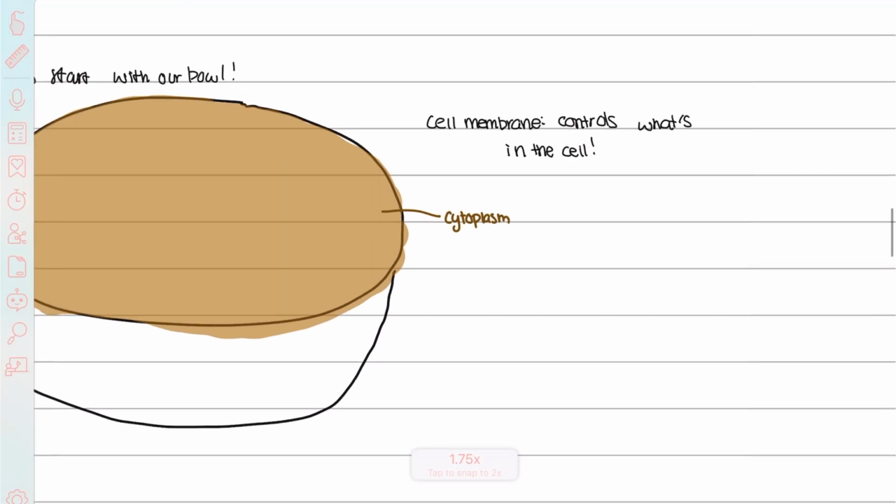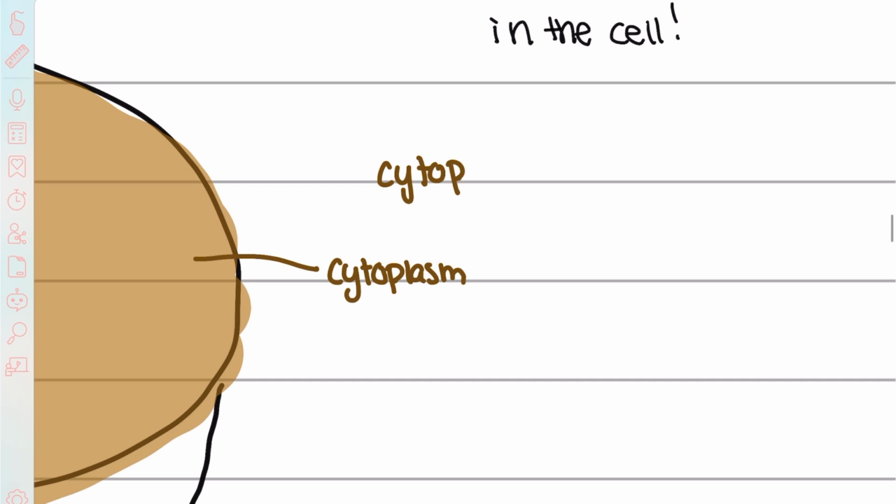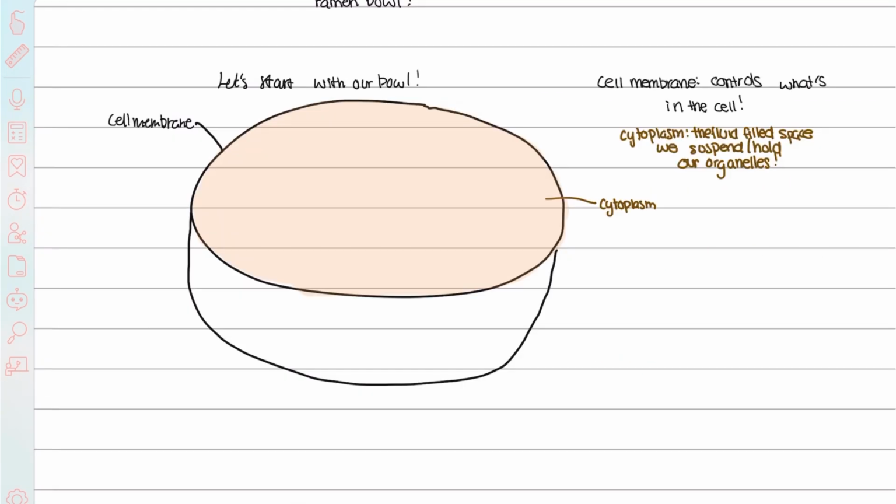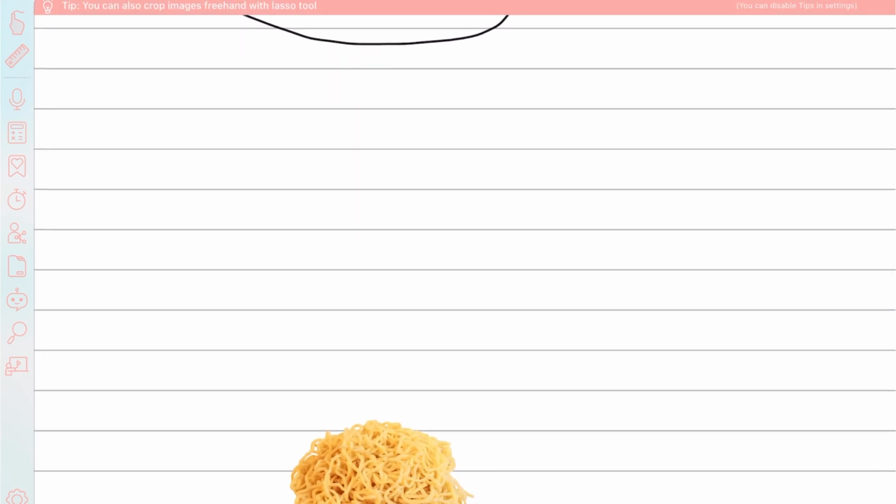Next, we have the cytoplasm. Think of the cytoplasm as cell soup, ramen broth. The cytoplasm is the fluid-filled space in which we suspend and hold our organelles. I had to change the color of the cytoplasm because I needed you to see what I was putting in the cell, but anyway.